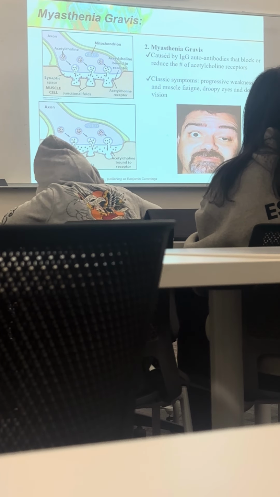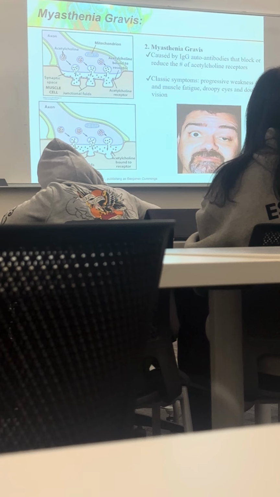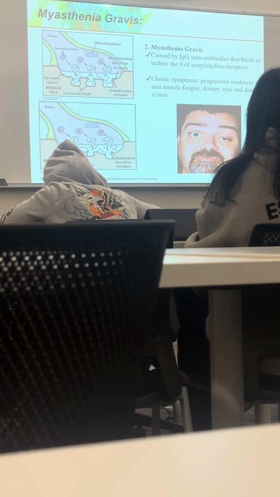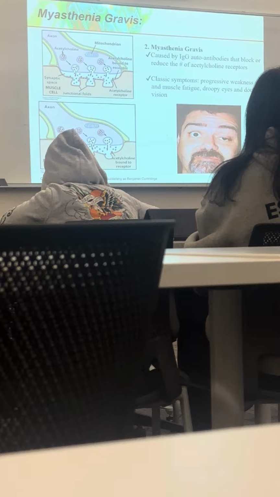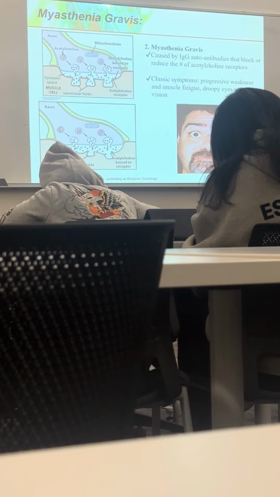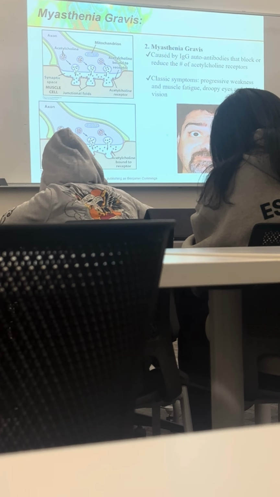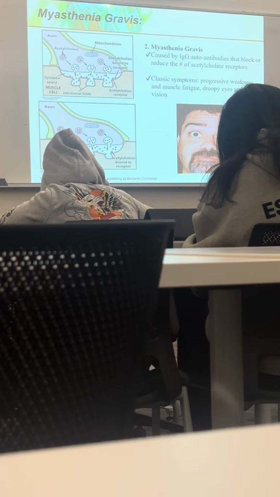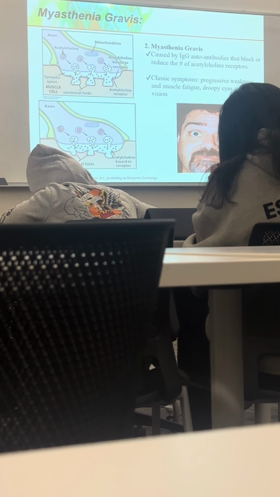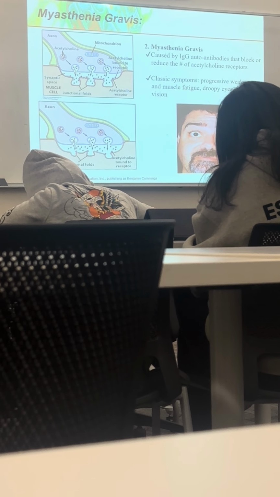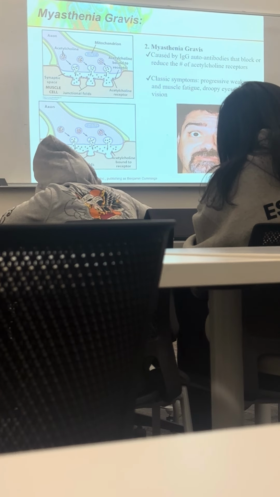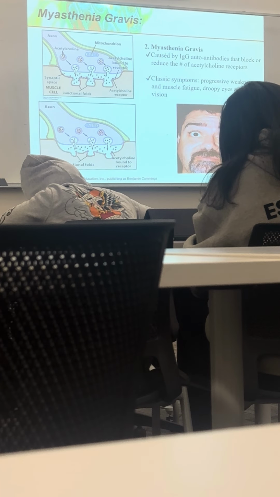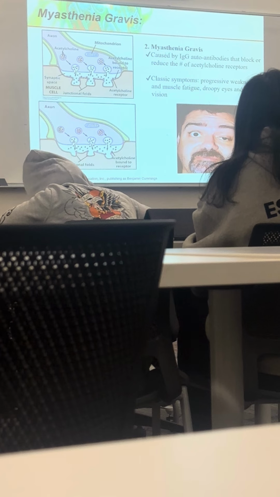Okay, so what's happening here is the antibodies are blocking acetylcholine receptors, okay? So if acetylcholine is not able to bind to acetylcholine receptors, are you gonna get a muscle contraction? No. Okay, so how are these people typically gonna present? They cannot form a contraction, so they're gonna see things like droopy eye. See right there? You can also have blurred vision.